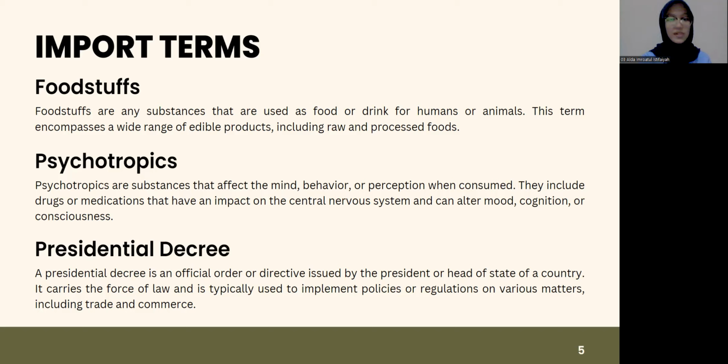Then third one, we have presidential decree. This term is an import term as it represents an official order or directive issued by the head of state, often imposing regulations or tariff on imported goods. A presidential decree is an official order or directive issued by the president or head of state of a country. It carries the force of law and is typically used to implement policies or regulations on various matters, including trade and commerce.